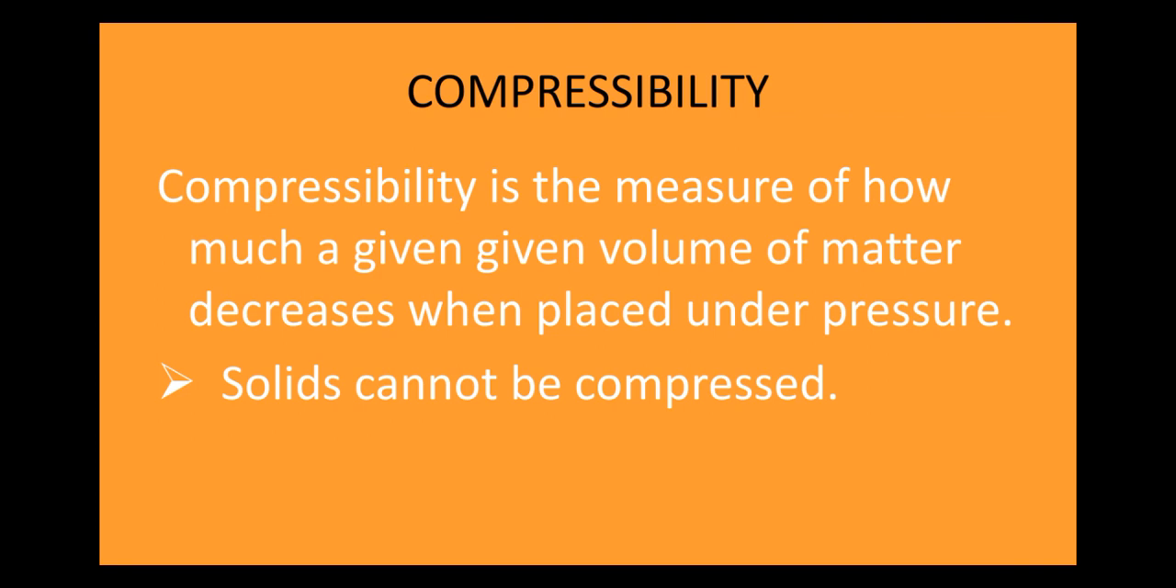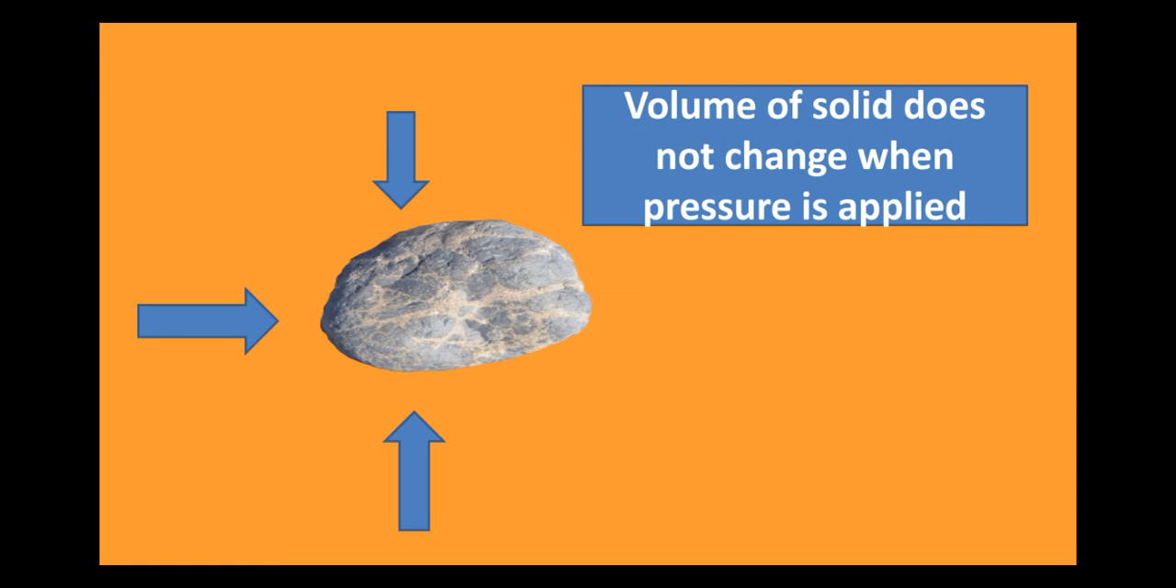The next property is compressibility. Compressibility is the measure of how much a given volume of matter decreases when placed under pressure. Solids cannot be compressed. Let us understand with the help of an example. Solids are incompressible. That means when we apply pressure from all the sides on the solid, its volume will remain the same. The volume remains unchanged.